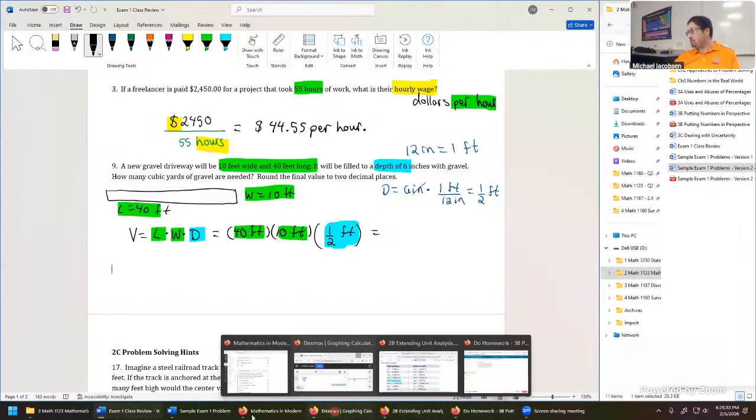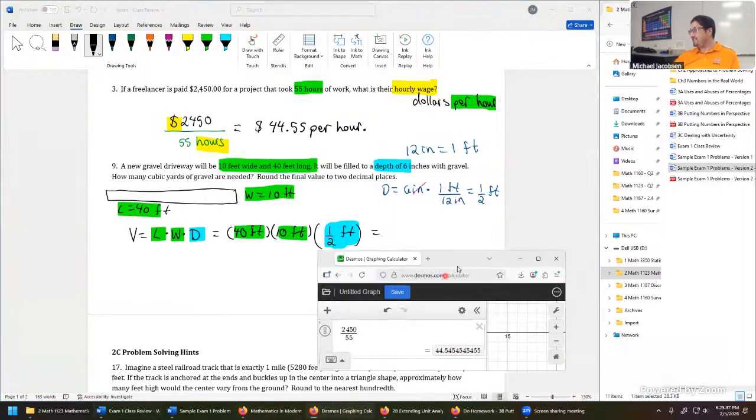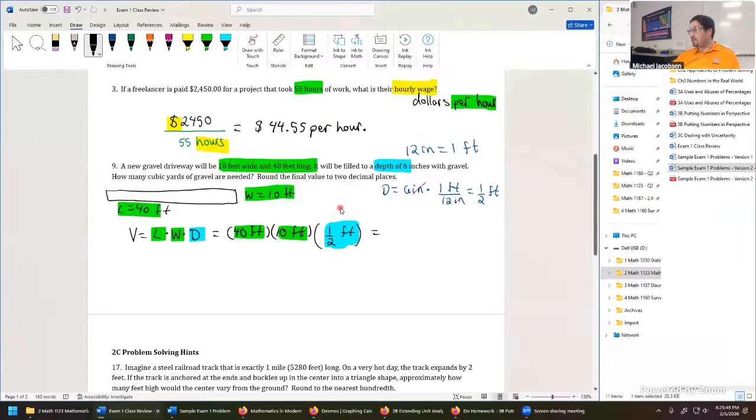So back to the calculator on this one. I have too many things open. There it is. We'll take 40 times 10 times 1/2 gives us 200 altogether. So we have 200 cubic feet.